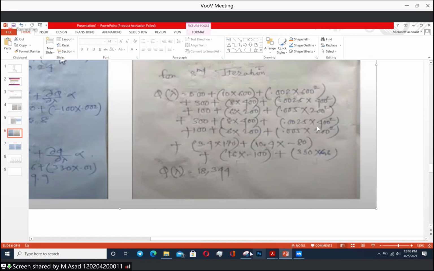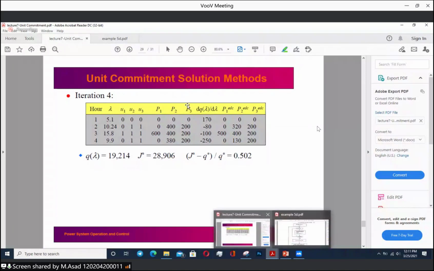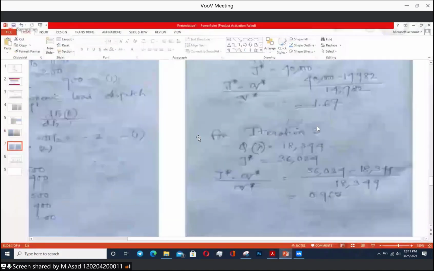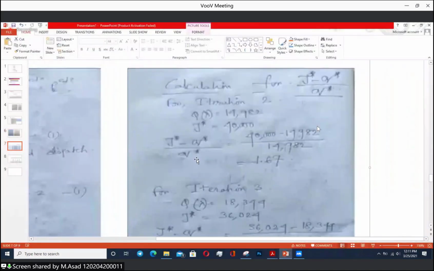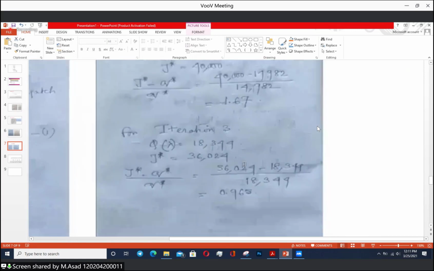J omega and duality gap need calculation here. Here is our duality gap. We take the values calculated for Q of lambda and J of lambda, and we take the differences for different iterations, and we apply the same procedure and check the duality gap.